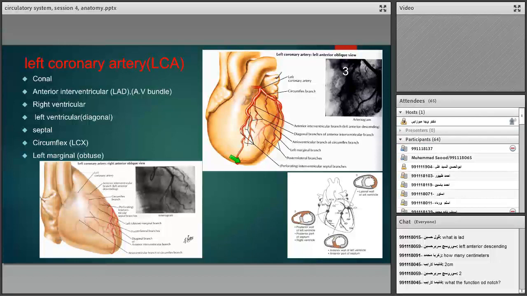The function of the notch is just a place. It doesn't have a function. It's just a place, a landmark on the heart.